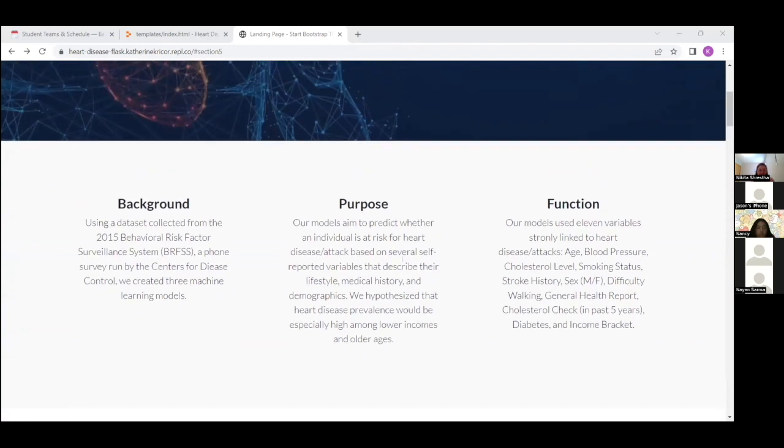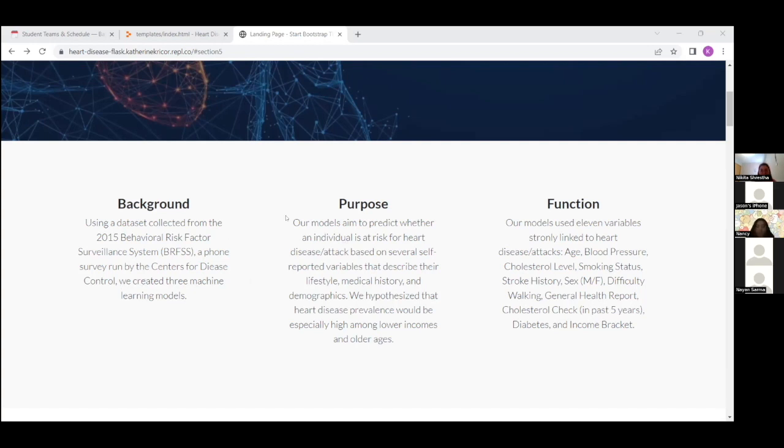So just for some background on our project, we used a data set that was collected from the 2015 Behavioral Risk Factor Surveillance System, which is a phone survey that's run each year by the Centers for Disease Control. And based off of that data, we created 3 machine learning models.